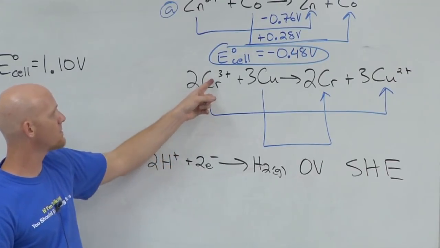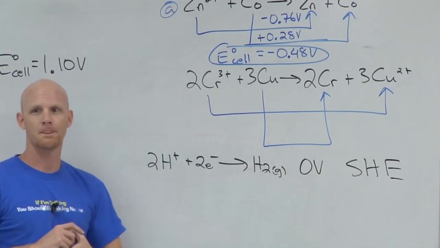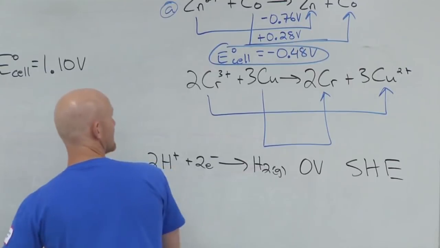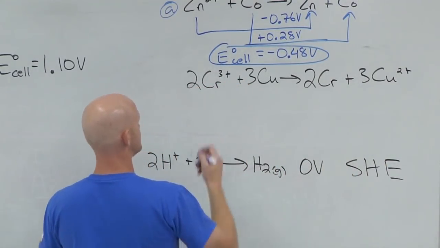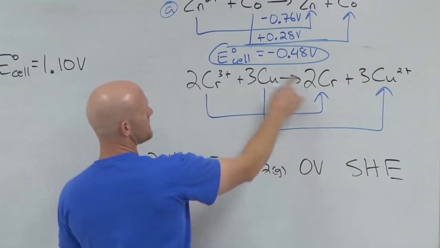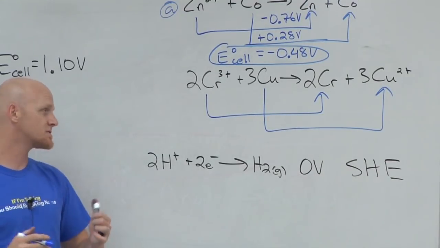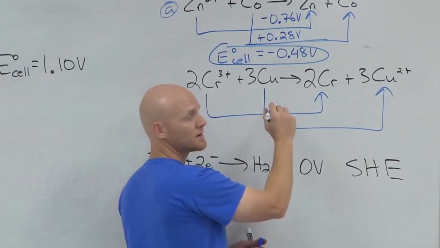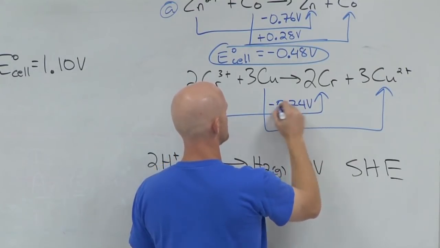So if we look, chromium 3 plus going to chromium, is that what's on your page, or is it backwards? Oh, let's get this right. So the chromium 3 plus to chromium, that's the way it goes on your sheet, right? So that's a reduction. So what's the value off the sheet for that? Cool, negative 0.74 volts, okay?